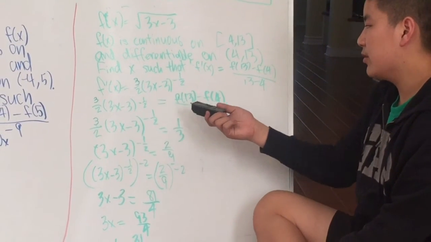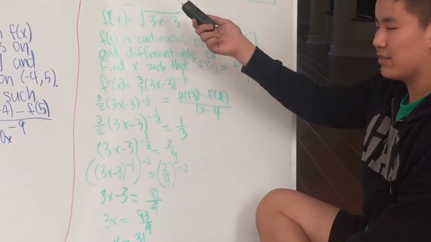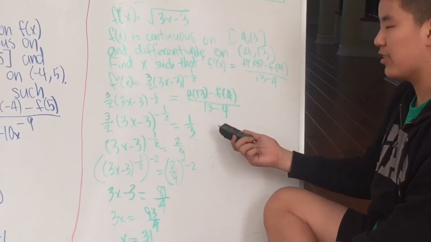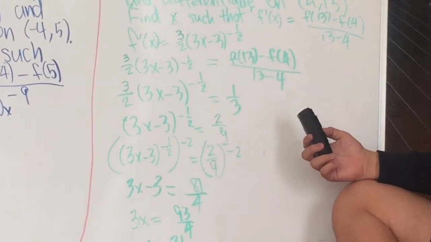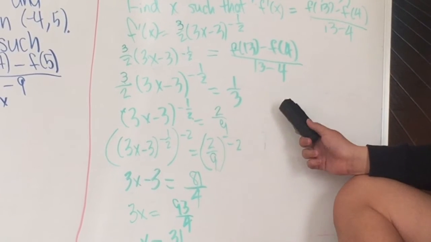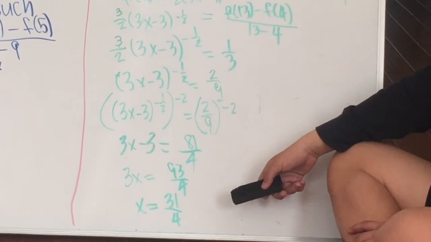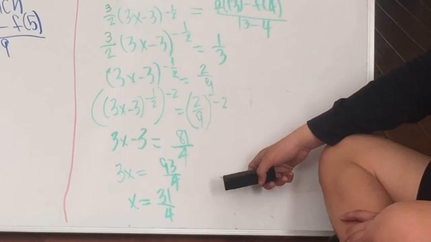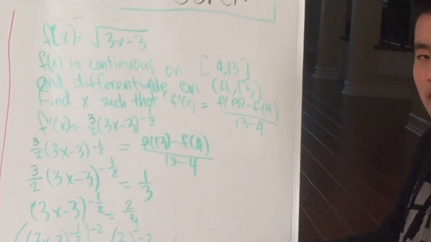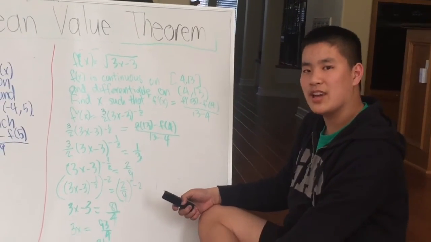In this step, we just plug in 13 into the original equation and 4 into the original equation to obtain the value of 1/3, which is equal to f of 13 minus f of 4 divided by 13 minus 4. Through algebra, we can simplify our answer to x equals 31 over 4. Since 31 over 4 is within the open interval 4 to 13, mean value theorem is satisfied.